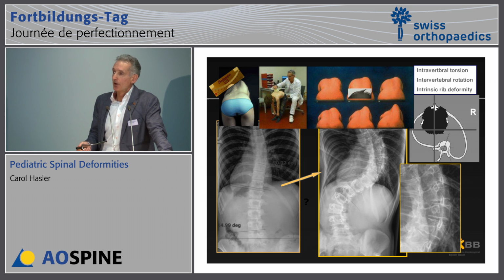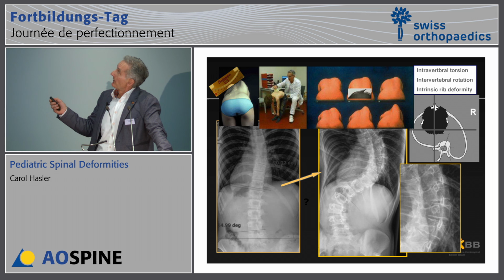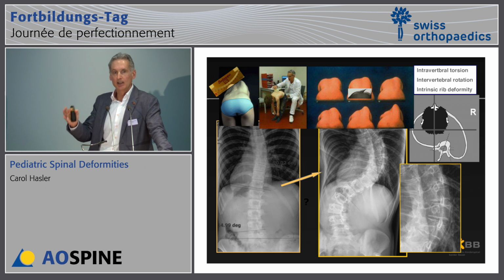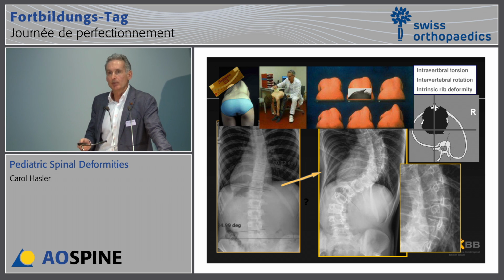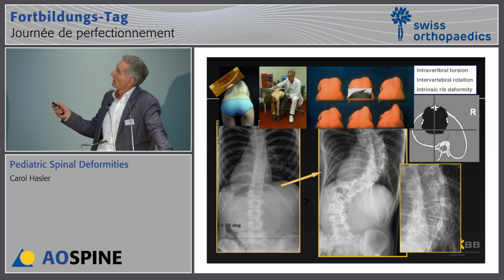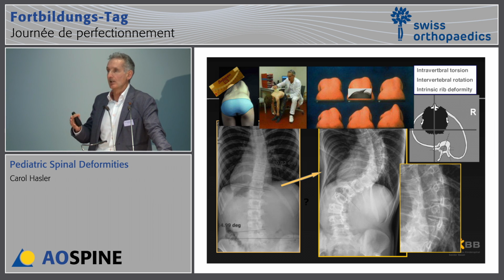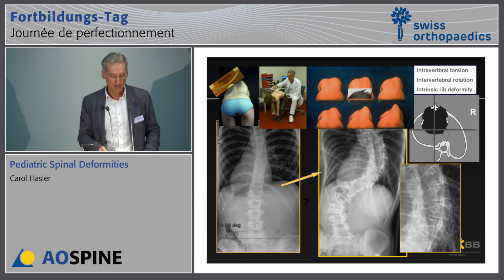As a rule of thumb, if you have a rib hump of, let's say, 10 degrees, you can multiply it by a factor of 3 and estimate the Cobb angle. So a 10 degree rib deformity means around a 30 degree Cobb angle. In the lumbar spine, the factor is 2. So if you have a lumbar prominence of 5 degrees, there is a lumbar scoliosis of about 10 degrees.